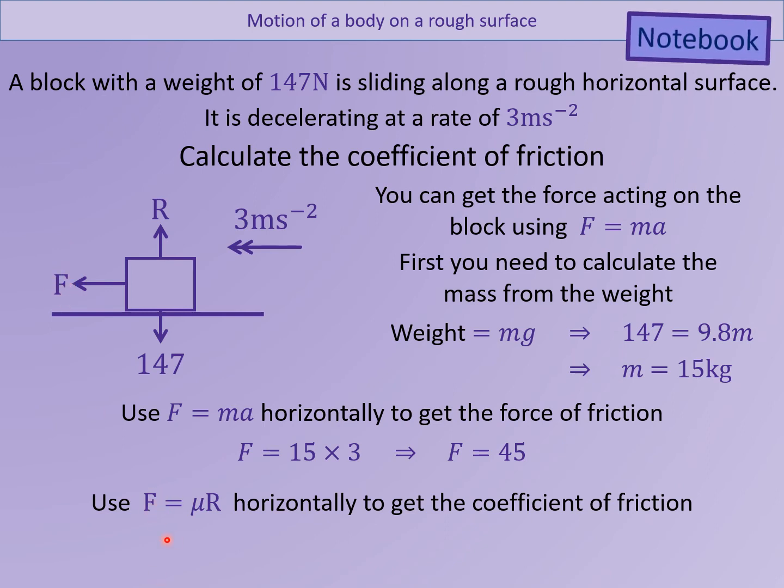So frictional force equals mu R. It's working horizontally to get the coefficient of friction. So I've got 45 as my frictional force. My R value is 147 because it's equal to the weight. So therefore my mu is going to be 0.306. So you can calculate the mu value using things like acceleration.